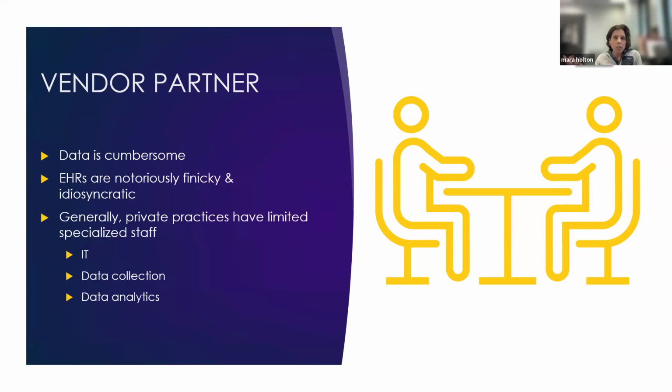And again, generally private practices have limited specialized staff. So we don't have statisticians on staff. We have IT on staff, but the sophistication of your IT certainly isn't the sophistication level that you would find at a metrics type organization. So there are lots of challenges in doing this.